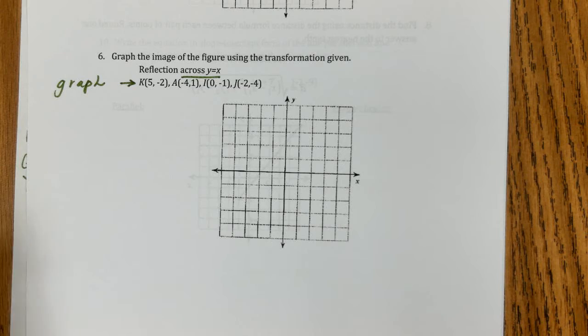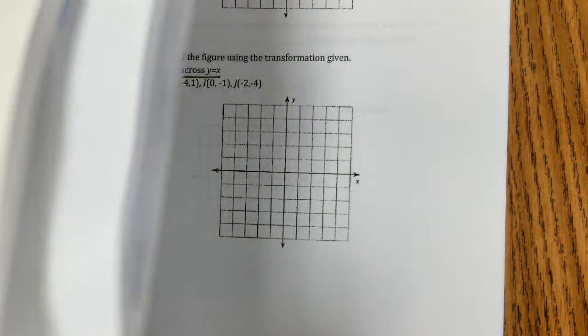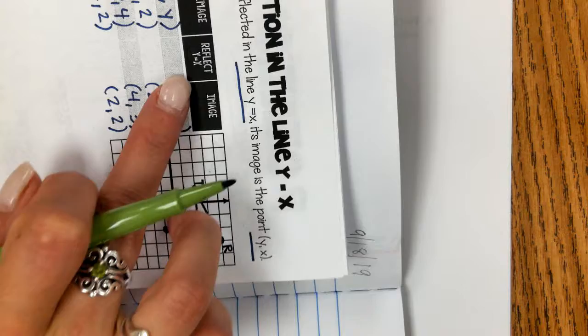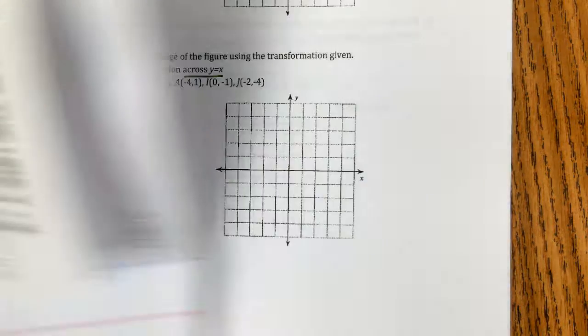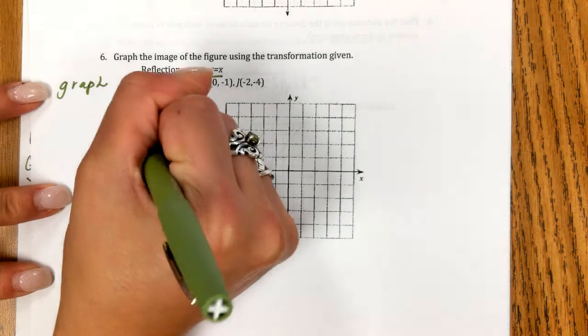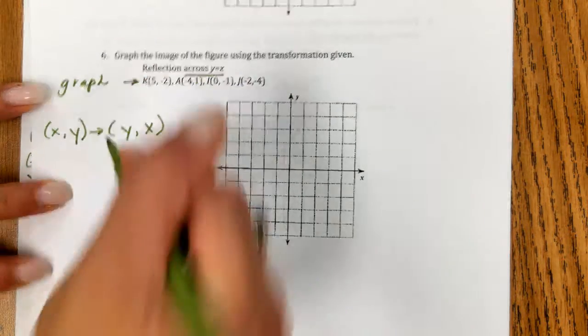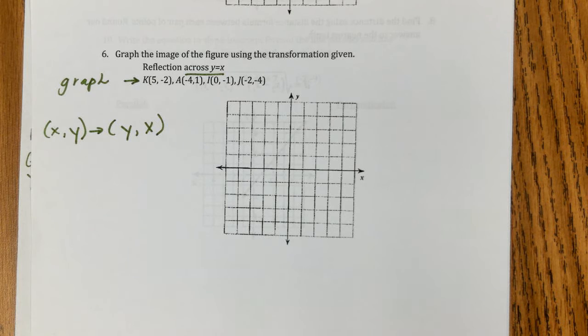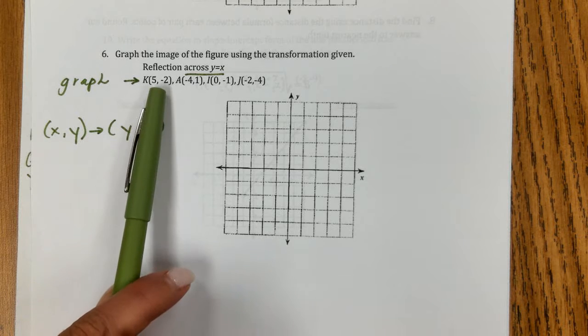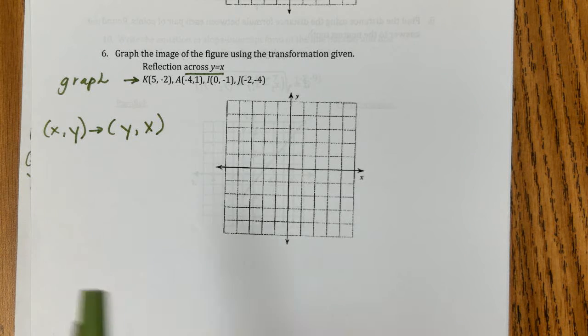In your notes on reflection where it says y equals x, I'm just going to show you real quick. At the top here, this is what you're doing to your points. You are going to flip from x to y, you're flipping them from y to x. So you already have your points. All you're doing is down here, you're going to flip them and then graph.